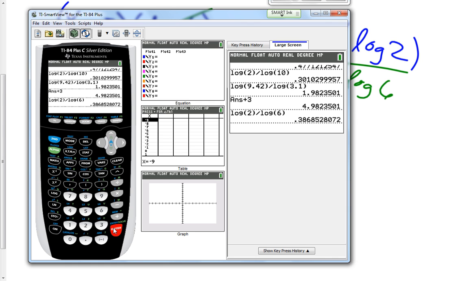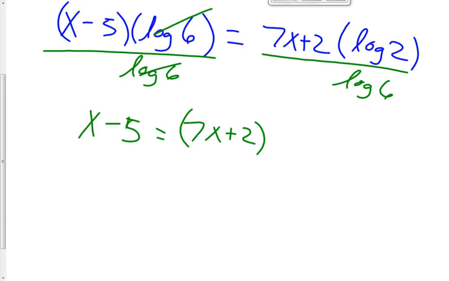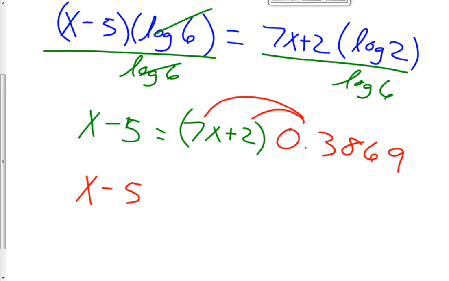0.3869. 0.3869. So as gross of a number as that is, hopefully it's not too difficult from here on out, because all we're going to do now is use the distributive property, distribute, and solve for x. So x minus 5 equals 7 times 0.3869.